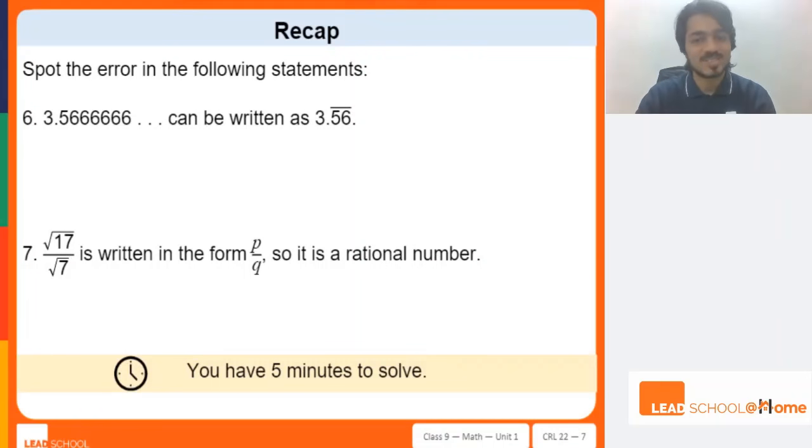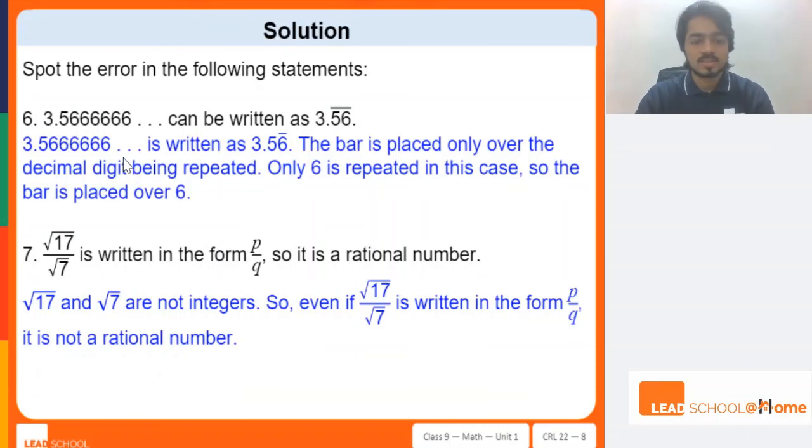Let us discuss the answers to these questions now. So the first statement is 3.56666 can be written as 3.56 bar. So what is the error in this statement? The bar is on 5 and 6 both. But which is the digit that is being repeated in this decimal expansion? Only 6 is being repeated, right? So the bar should be only on 6. It should be written as 3.56 bar. This is the correct way of writing it.